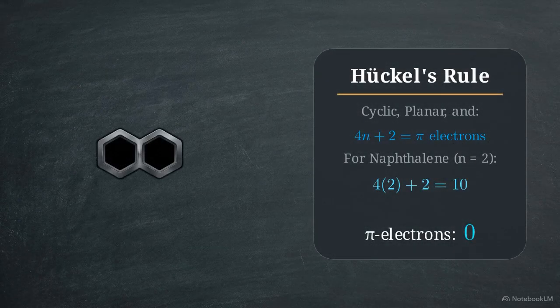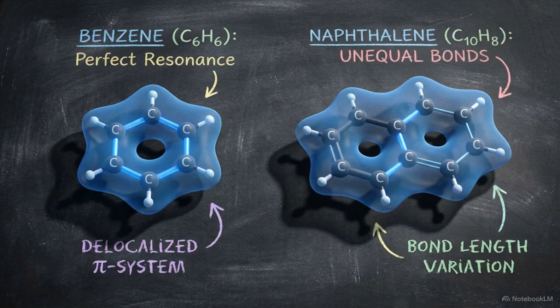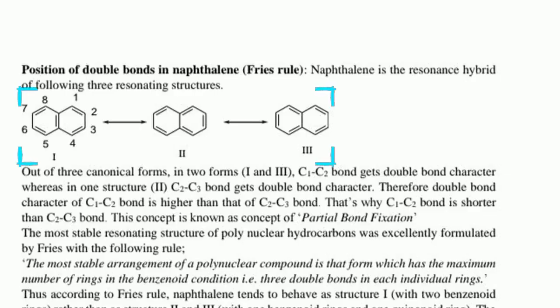Analyzing the orbital structure of this newly formed molecule confirms it contains exactly 10 pi electrons, perfectly satisfying Hückel's 4n+2 quantum rule for aromaticity. Yet, despite satisfying Hückel's rule, the perfect uniform bond symmetry of a single benzene ring is broken. This diagram outlines Fries' rule, where a molecule favors structures maximizing complete benzenoid rings.